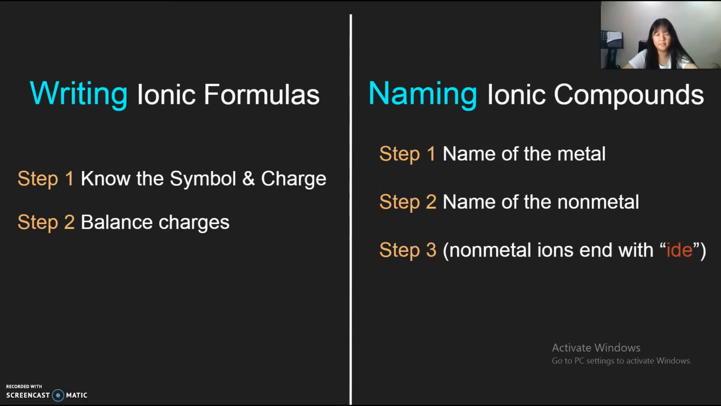Basically, there are two simple steps for writing ionic formulas. First, we will know the symbol of each element and the charge of each ion. Step 2 will balance the charge by using subscripts. Crisscross, or even calculation, will both work.